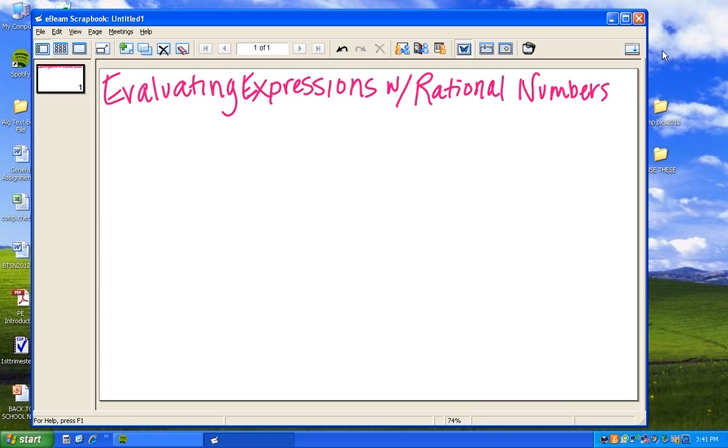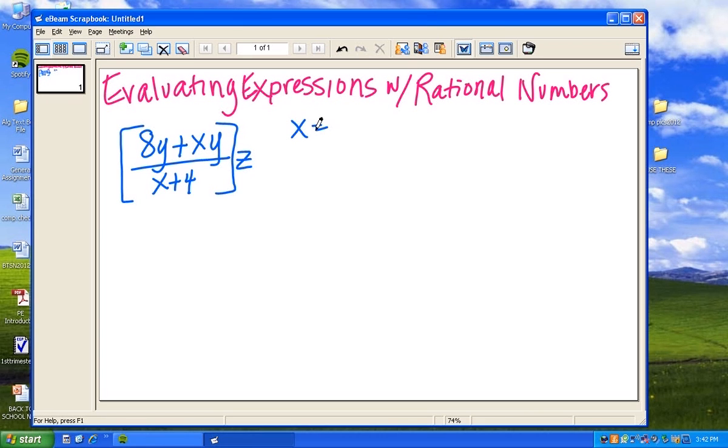with rational numbers. So basically what we're doing is we're taking an equation and we're plugging in values for our variables and solving. So an example of this type of a problem would be 8y plus xy divided by x plus 4. Now, it's all multiplied by z. And the values that were given are x equals -2, y equals 5, and z equals 1/3.